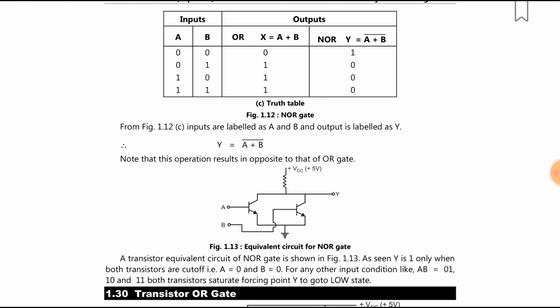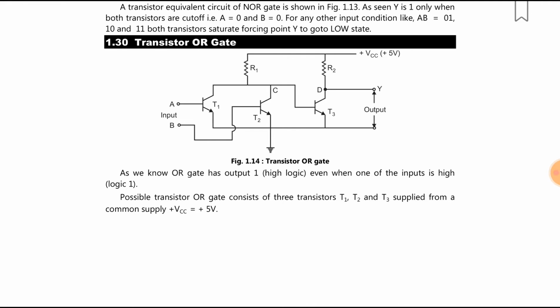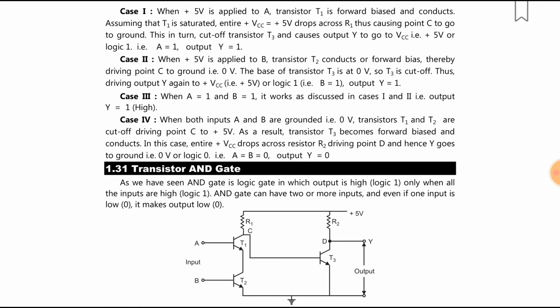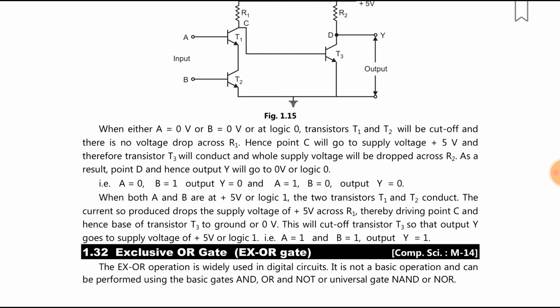Now you just see, when both inputs are 0 0, output is 1; for 0 1, output is 0; 1 0, output is 0; and when 1 1, output is 0. So you can realize Y is equal to (A plus B) bar. That is the NOR gate, and the NAND gate is Y is equal to (A into B) bar. Using two transistors you can construct the NOT gate in a laboratory. Using three transistors you can have an OR gate. Using three transistors you can have an AND gate.